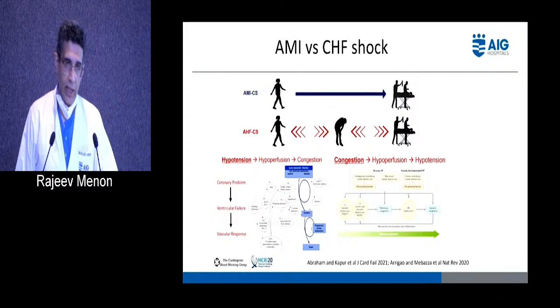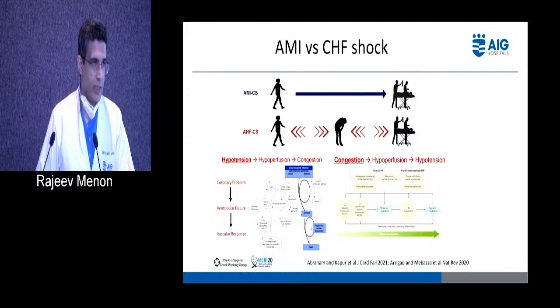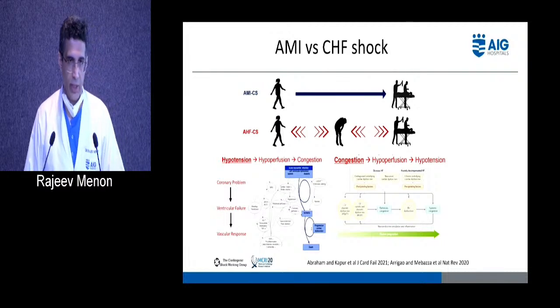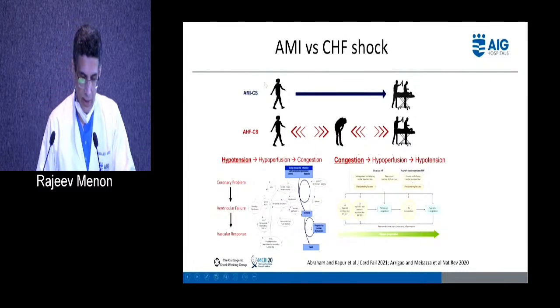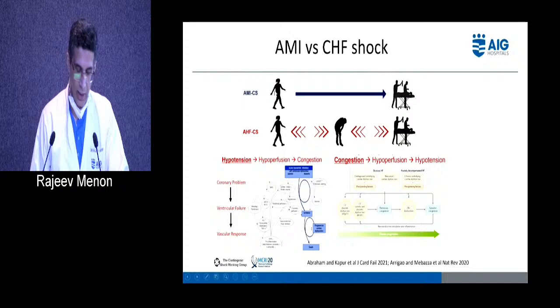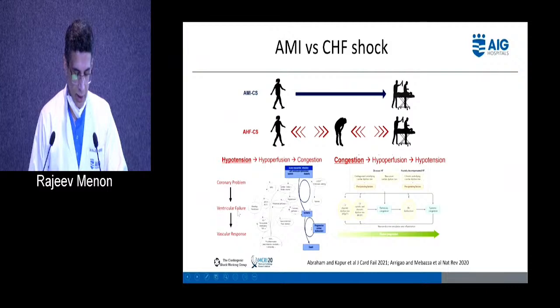So looking at AMI versus CHF shock, why this issue, why this discussion about differentiating between AMI and CHF shock? Because the way you approach is totally different, the way they present is totally different. In an AMI cardiogenic shock, the revascularization is most important, and the way they progress to shock is hypotension, hypoperfusion, and congestion. And identify the coronary problem, revascularize it. If not, they're going to ventricular failure and develop the shock.